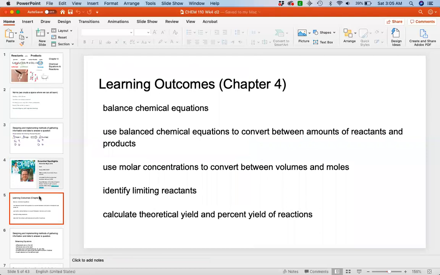If we think about our learning outcomes for Chapter 4, there's a couple of things that we're going to do that are really critical to pretty much all of the work that we do in chemistry. So the first is balancing chemical equations. We're going to use balanced chemical equations to convert between amounts of reactants and products. And then we're going to use molar concentrations to convert between volumes and moles. We're going to identify limiting reactants, and then we're going to calculate theoretical yield and percent yield of reactions. These are really critical because each one of these is going to allow us then to engage in and make sense of the reactivity of other molecules.